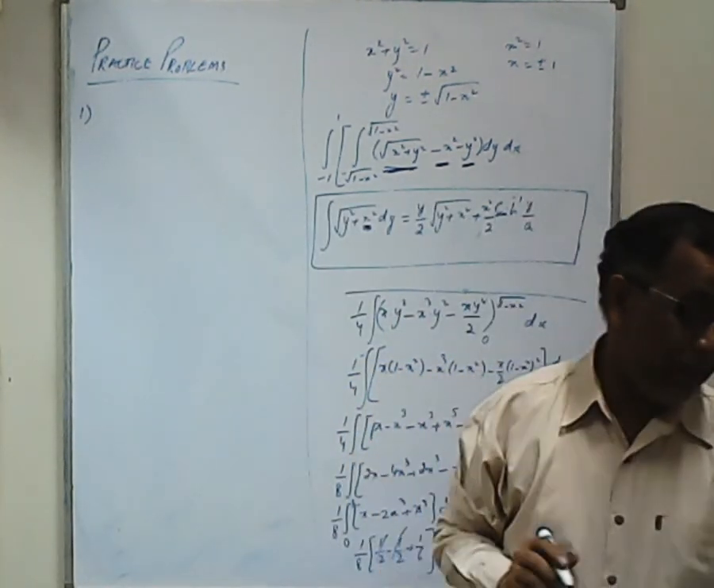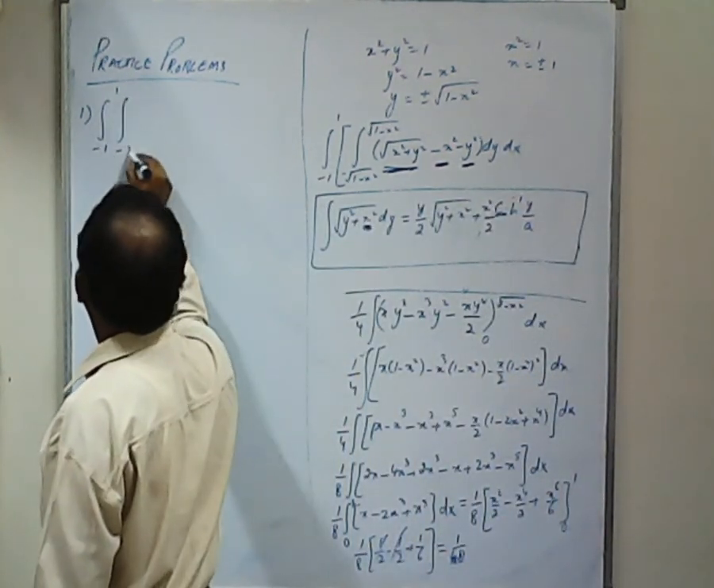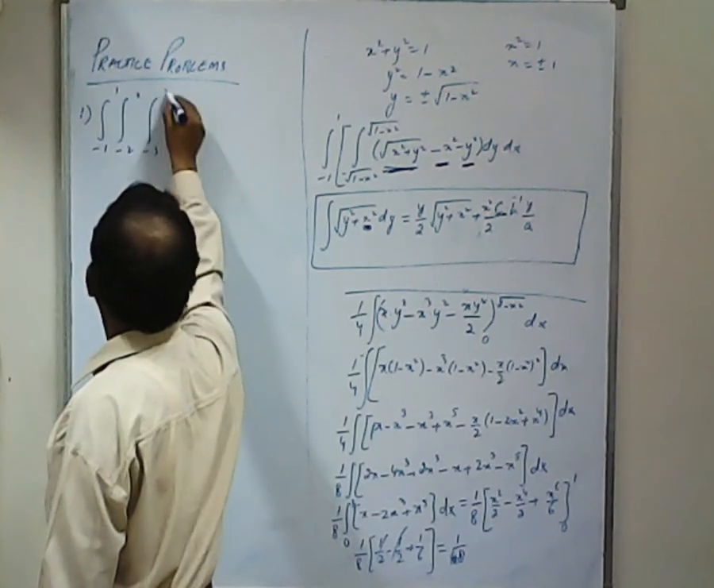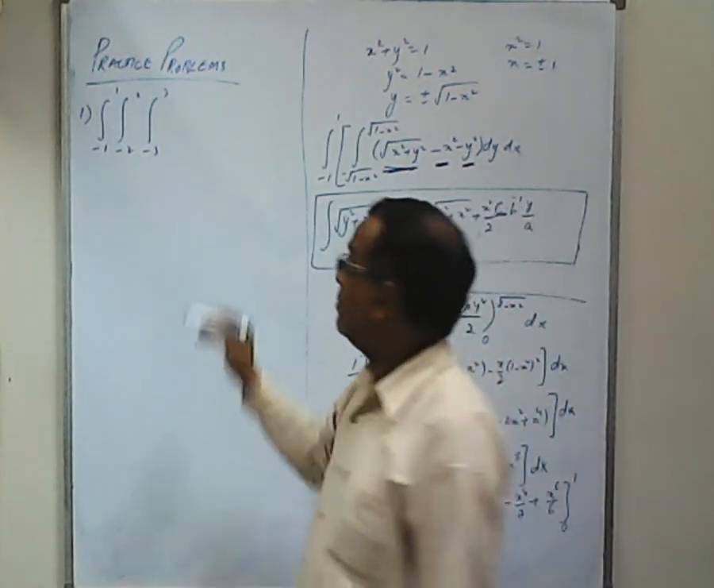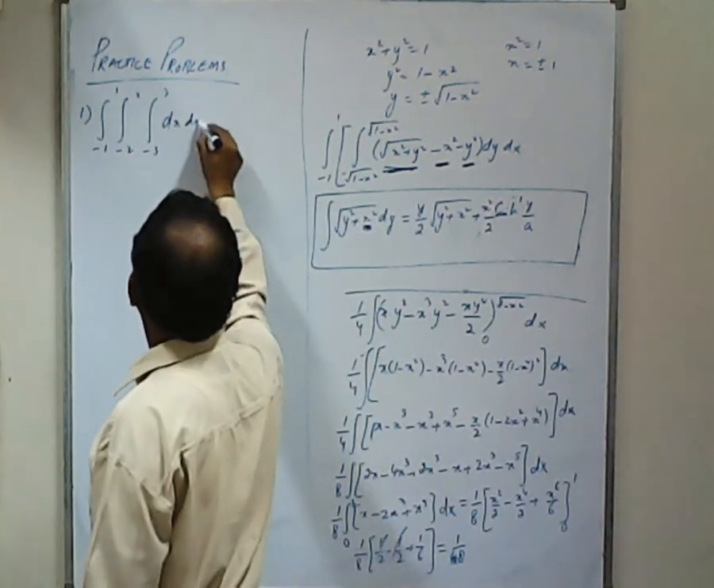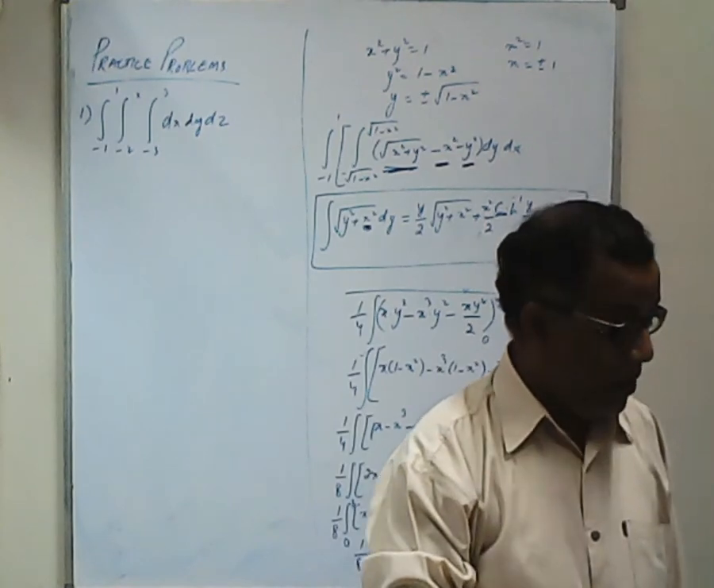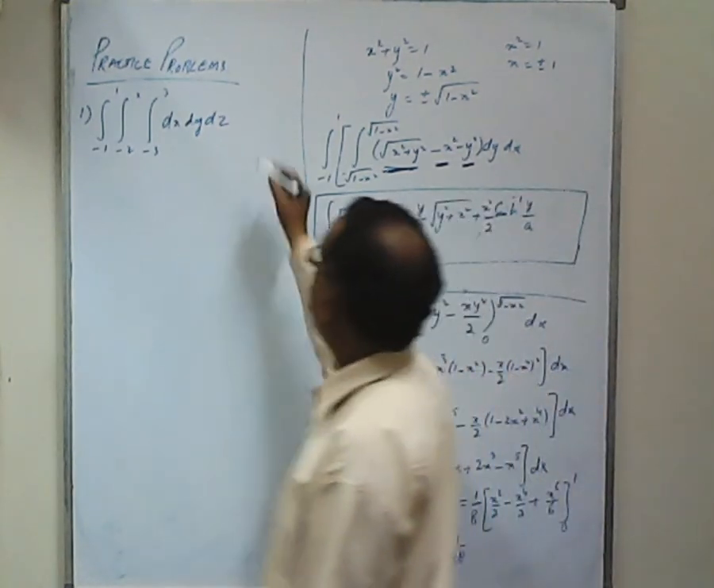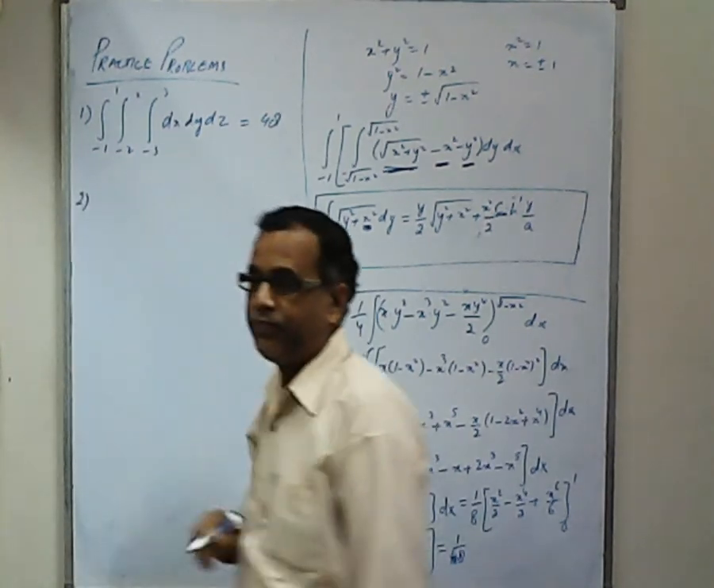So number 1 is minus 1 to 1, minus 2 to 2, minus 3 to 3, and we have only dx, dy, dz. All three are constants, and if you do it correctly, the answer will be 48.